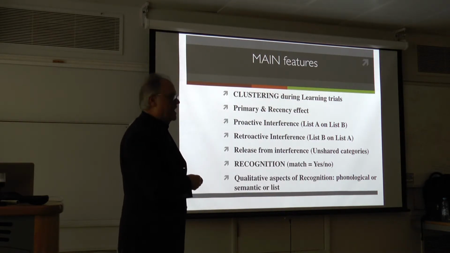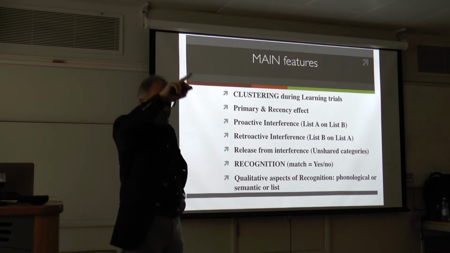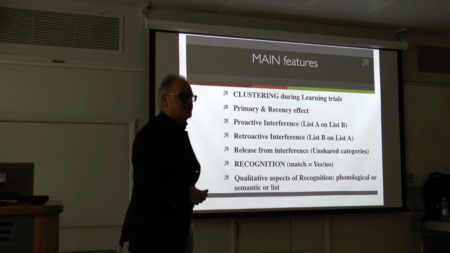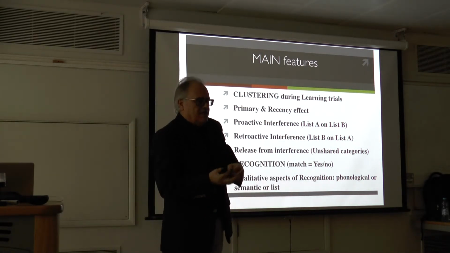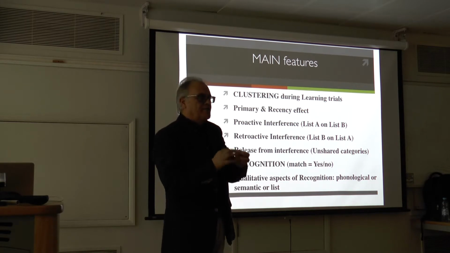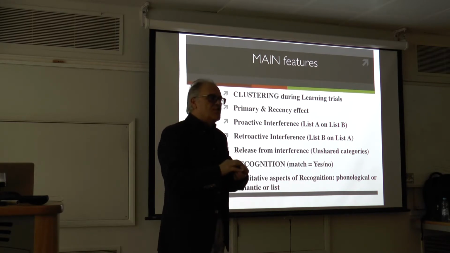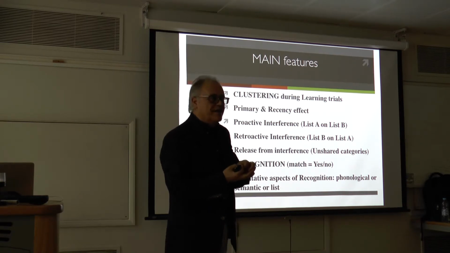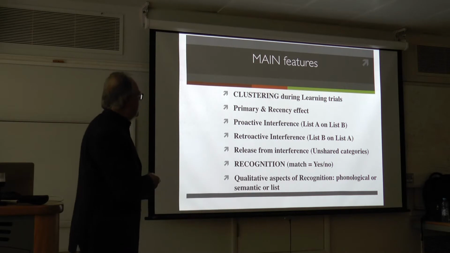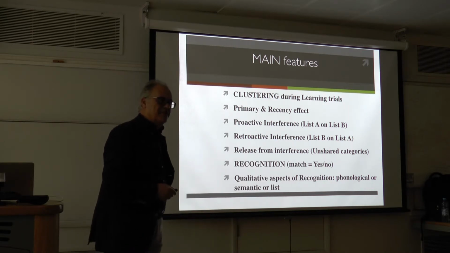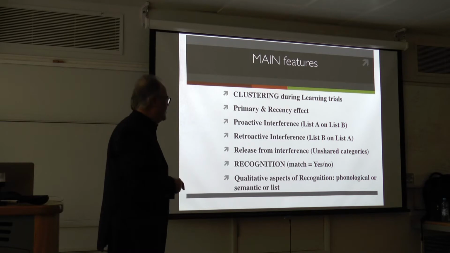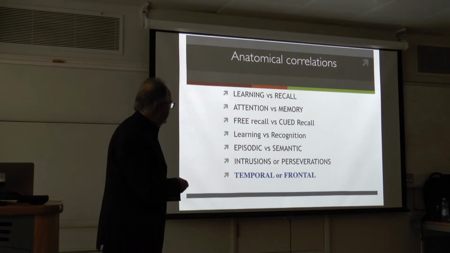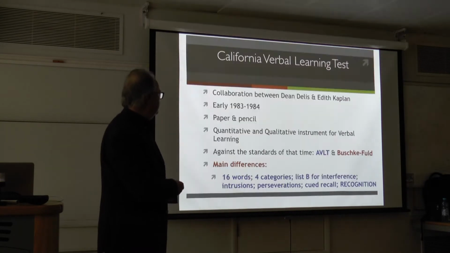During a learning trial, or during learning trials in a learning curve, you could also look at clustering, which means clumping and putting together words belonging to the same category, which means use of strategy, basically. It's strategic learning. You could look at primacy and recency effect. Now we go to that point in a few seconds.